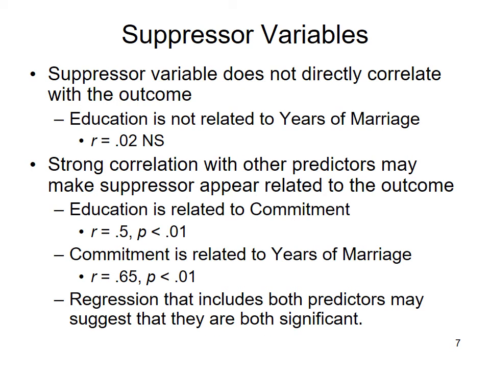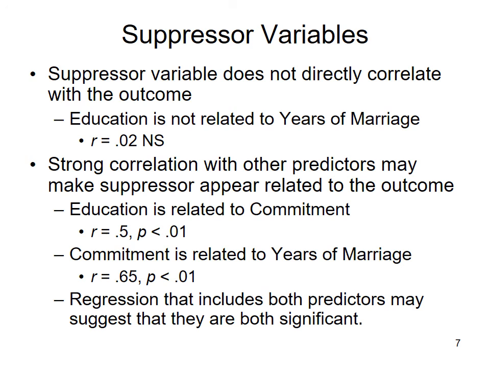So suppressor variables do not directly correlate with the outcome. That's our first clue. So if we have a variable that is a predictor but is not related to the outcome, again looking at just bivariate correlations. So for example, education is not related to years of marriage. And then, second step, we find there's a strong relationship between one of our other predictors and that outcome. So the next thing we're looking at is that commitment is related to years of marriage. Education is not related to years of marriage.